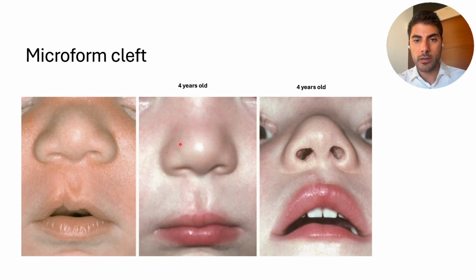So this is the before and after. This is a 4 year old with a microform cleft. So we can see the after. This is the after right here. Okay, so he used a double unilimb Z-plasty.